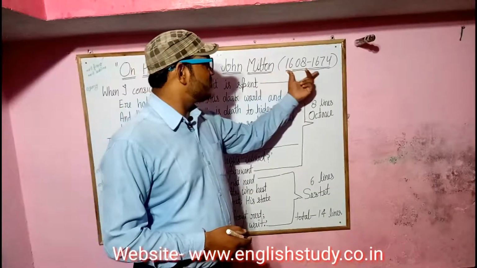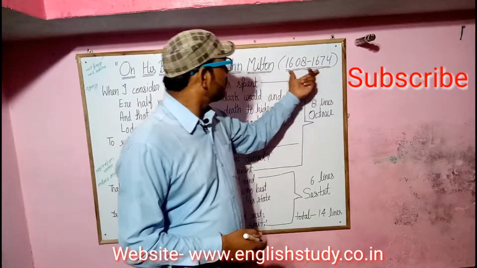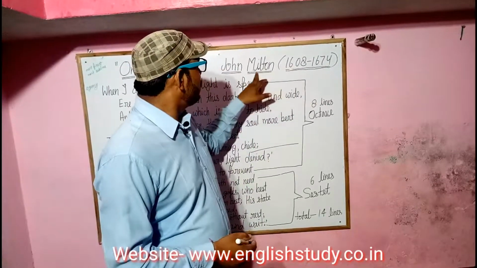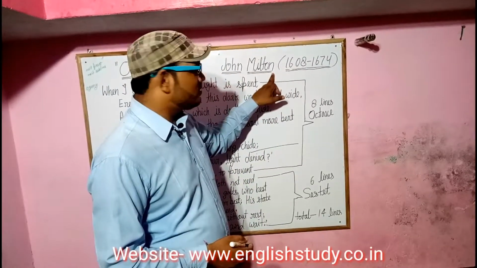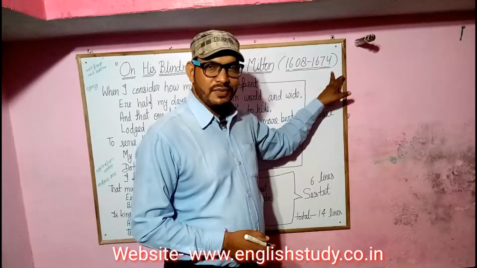And this is the DOB and DOD. DOB is 1608 and DOD is 1674. John Milton was born in 1608 and died in 1674.